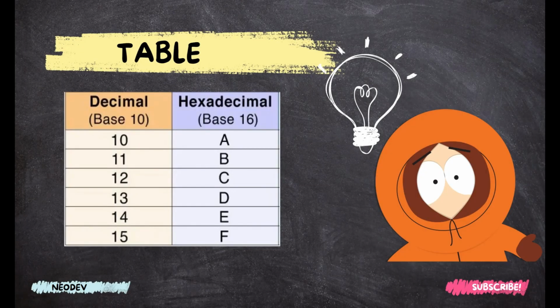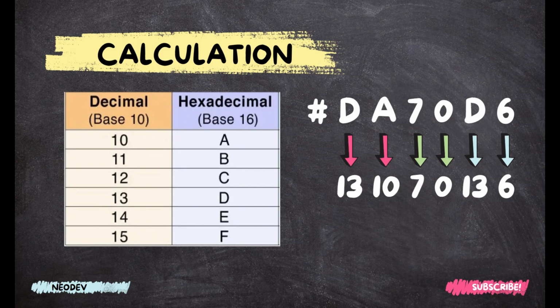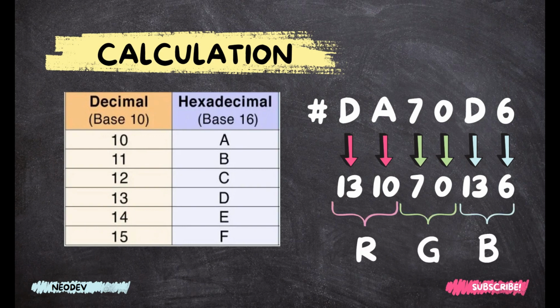So how can we actually calculate from a hexadecimal value to an RGB? Well, let me give you an example. For instance, we have this hexadecimal value, and with the table just next to it, we have the equivalent values of each digit. So letter D is 13, letter A 10, and so on and so on. Next, the first two digits are going to be the R, the other two the G, and the other two the B: red, green, and blue.